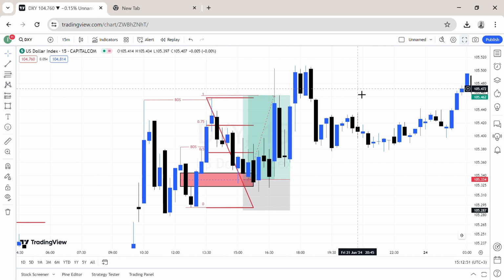Okay, so stick to this, go backtesting, and this applies to every forex pair or every asset that you trade.